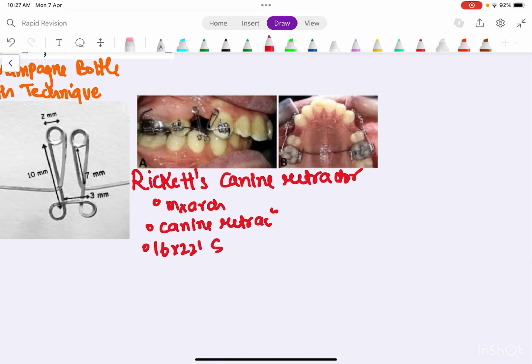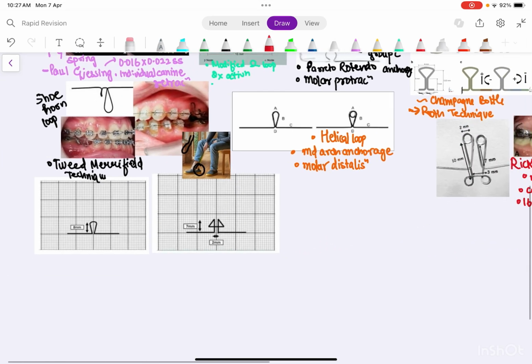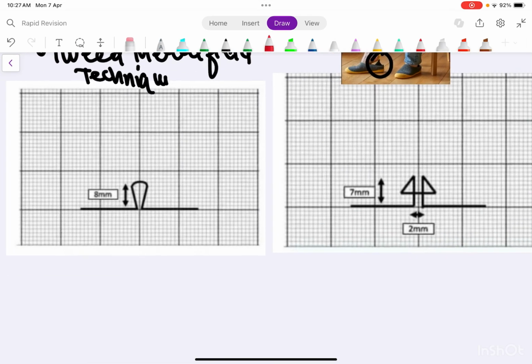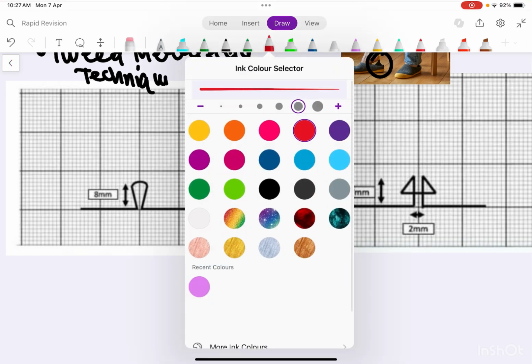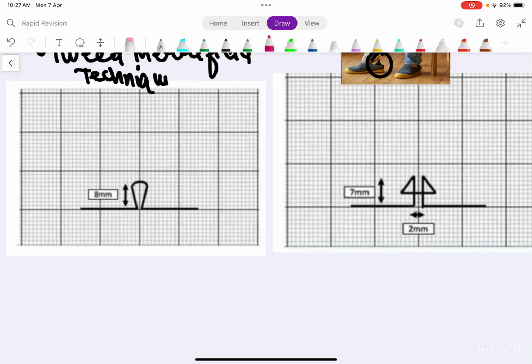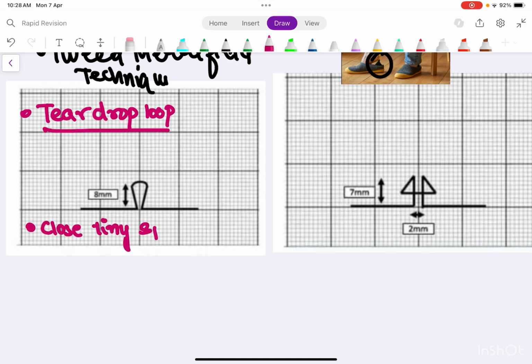Now this one, so this is a sign, like if you see teardrop sign, right, like teardrop. So this is a teardrop loop used to close tiny spaces in mandibular arch.